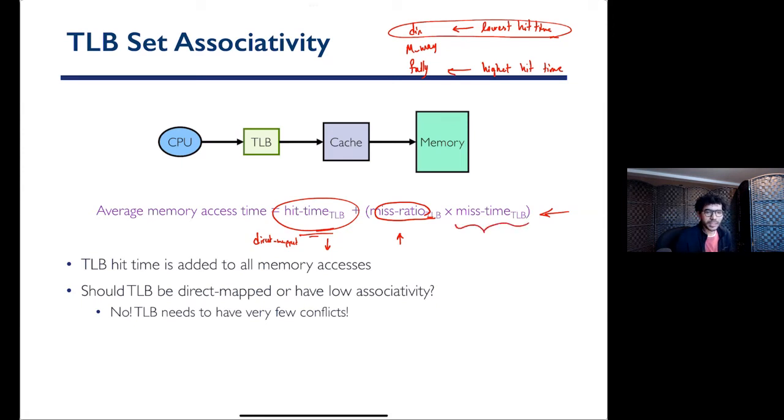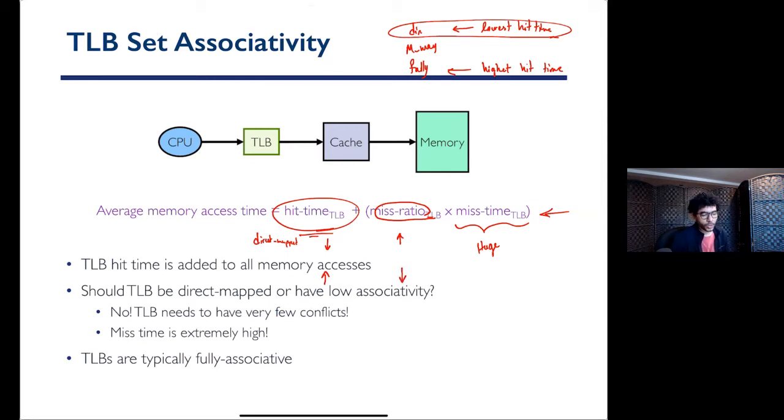And this miss time in TLB is huge, because you have to go to your page table, right? If you miss in TLB, you're gonna pay a really high cost. So although direct map cache gives you a low hit time, because miss ratio is high and the miss time is really high, overall it's gonna give you a really bad average access time. So usually in systems, TLBs are fully associative. This gives us a slightly higher hit time, but significantly lower miss ratio. So we won't be paying this huge cost a lot. We bring down the percentage of times that we need to pay this huge cost, and we pay that extra cost of hit time, but it's fine. So this is for fully associative caches.